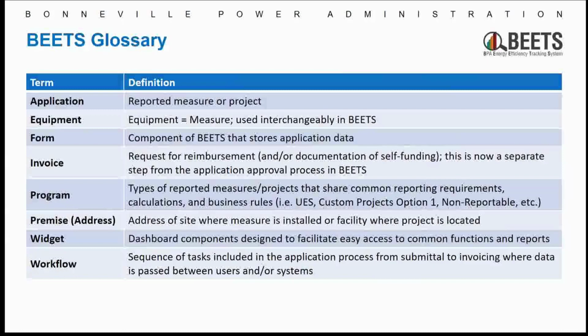The next one, premise. In our old world, this is what we would have called the site address. So inside the BEETS system, we refer to the premise as the site where the measure was installed, or the facility where a project was located.